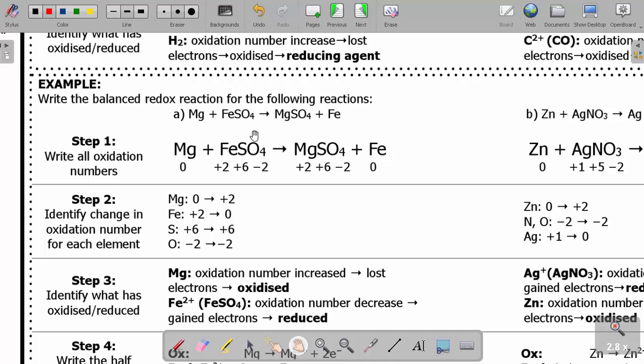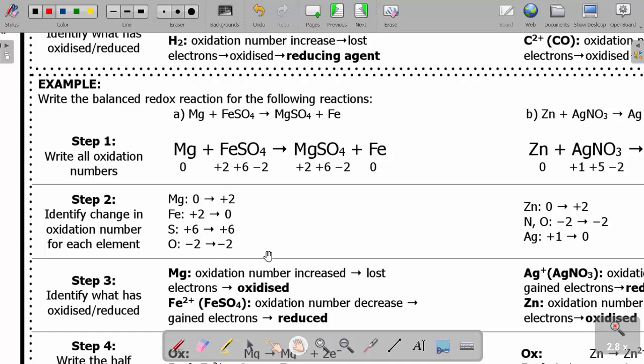Okay. Now note something here, that magnesium is going from 0 to +2. You see this is 0 here, and this is +2. What about iron? It's going from +2 to 0. Sulfur and oxygen remained the same, +6 and -2. Okay, so because I want to write the balanced redox reaction for the following reaction, I consider those which have got the transfer of electrons.